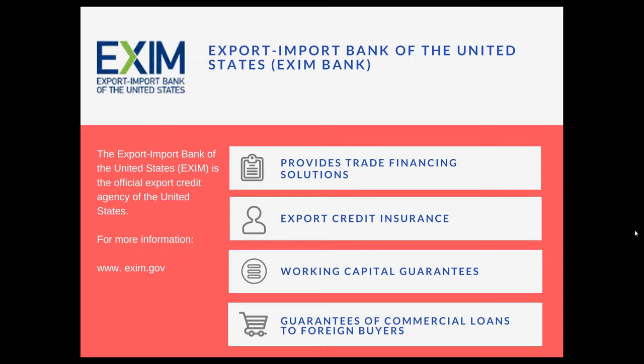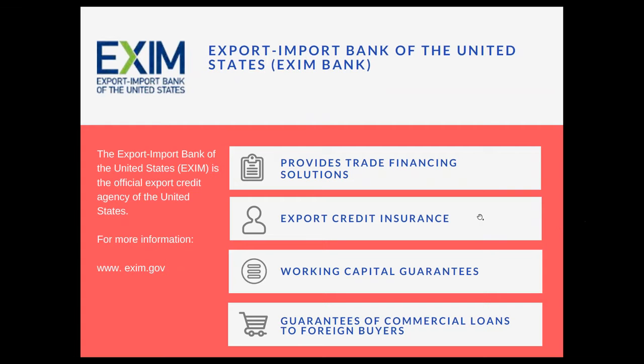Because it's backed by the full faith and credit of the United States, Exim assumes credit and country risks that the private sector is unable or unwilling to accept. The bank's charter requires that all transactions it authorizes demonstrate a reasonable assurance of repayment. The bank consistently maintains a low default rate and closely monitors credit and other risks in its portfolio. For more information about their programs, you can visit them at exim.gov.